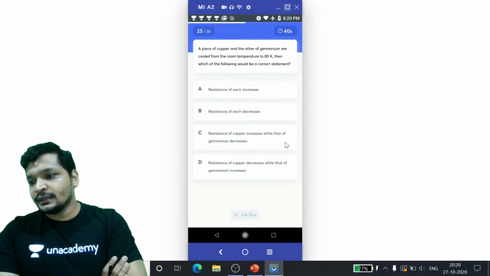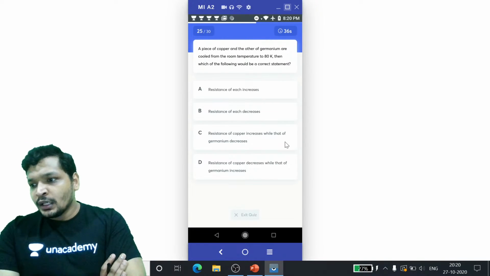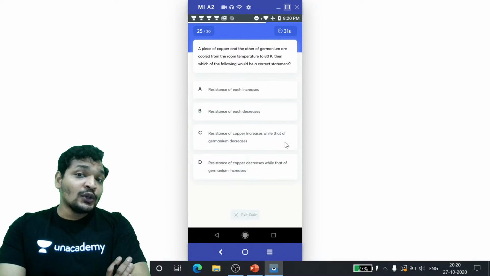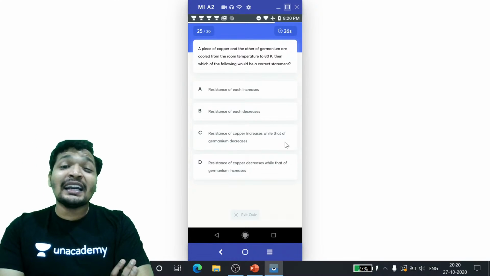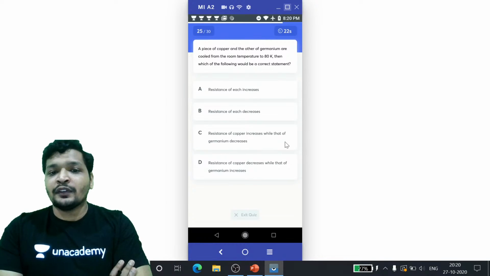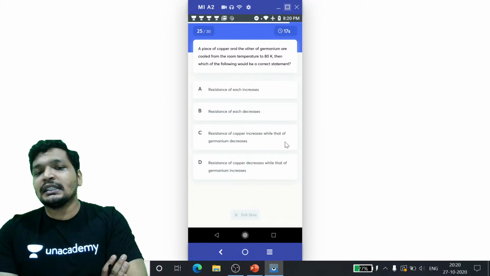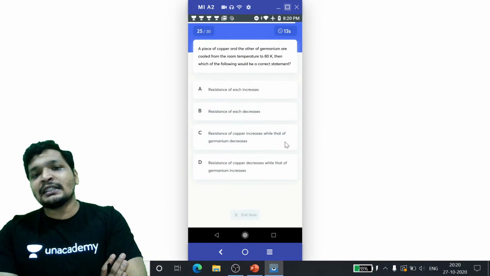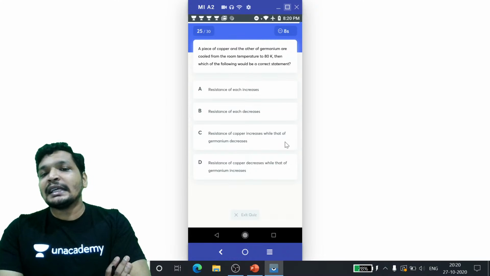More carriers. Hi Satvik. Hi. And it's cooled. It's not heated, it's cooled. What happens typically? Conductivity of a semiconductor goes down. So both of them do not reduce, both of them do not increase. You understood that? Resistance of the copper will increase or decrease? It will increase, while that of germanium will also increase because carriers are frozen at 80 Kelvin. Now they will behave like an insulator.